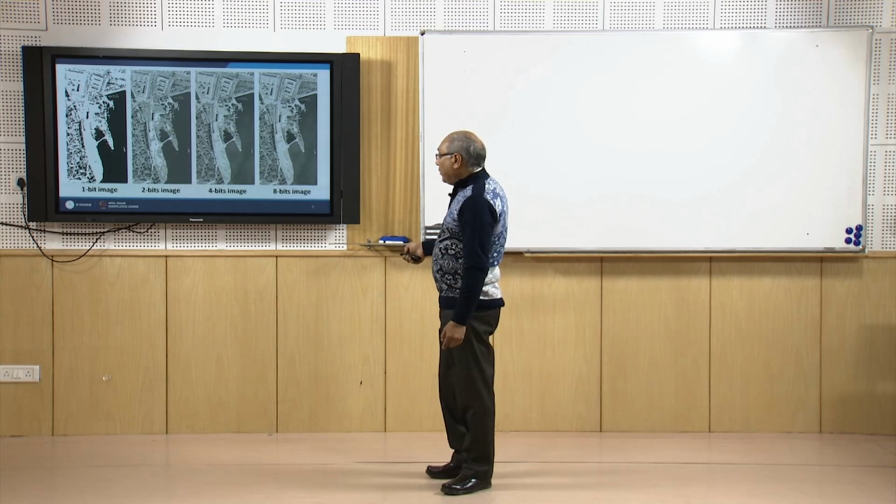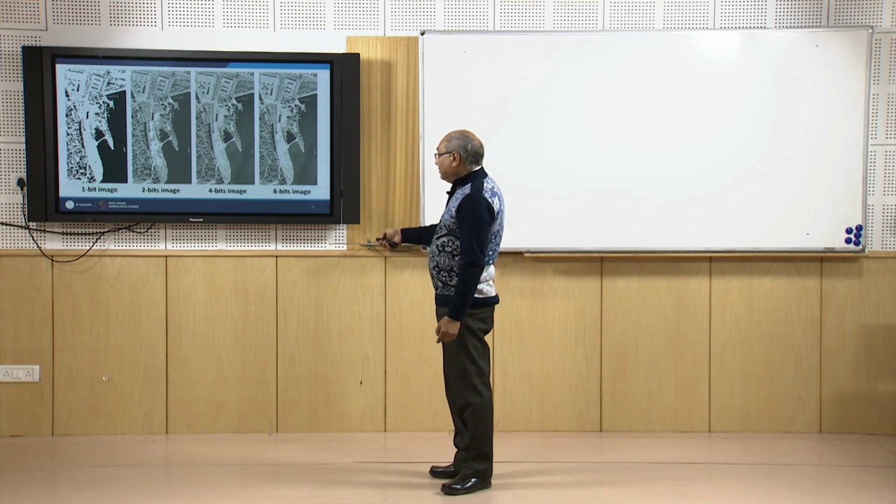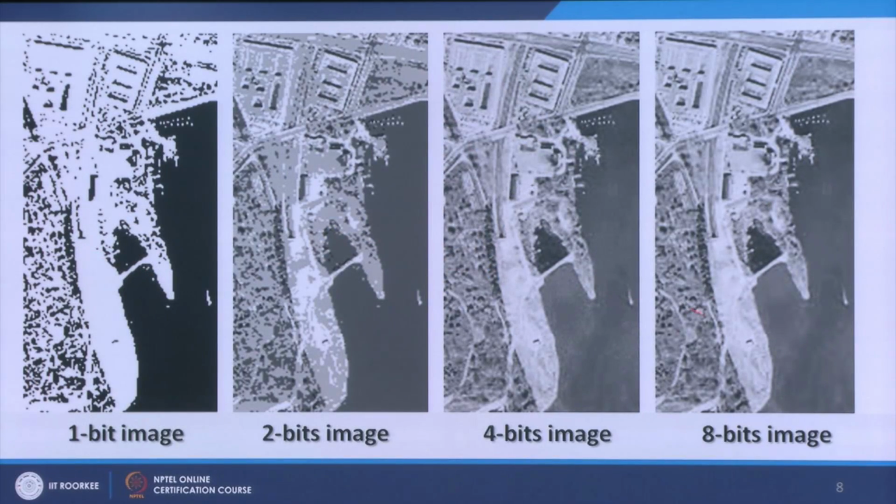And if you compare the 1 bit image and just see the quality of image, as the bits have improved, that means the radiometric resolution has improved, and so the quality of image has improved. Your interpretation can become much more reliable.